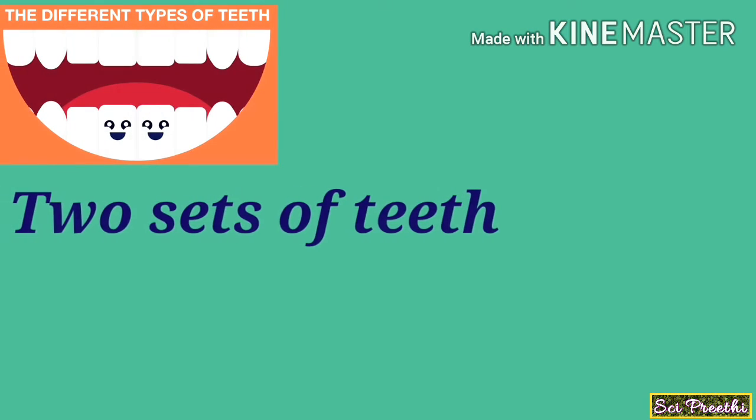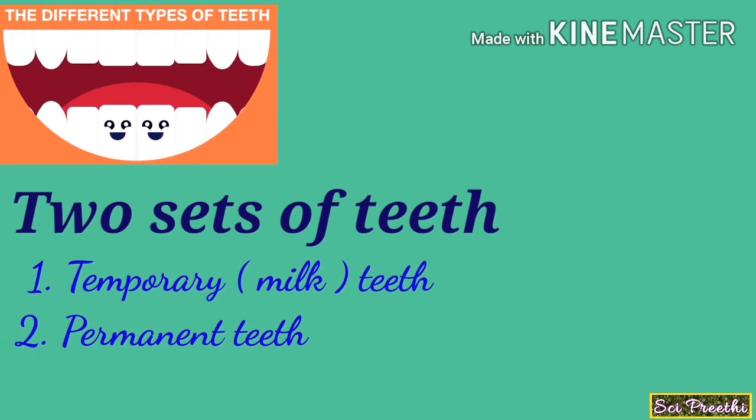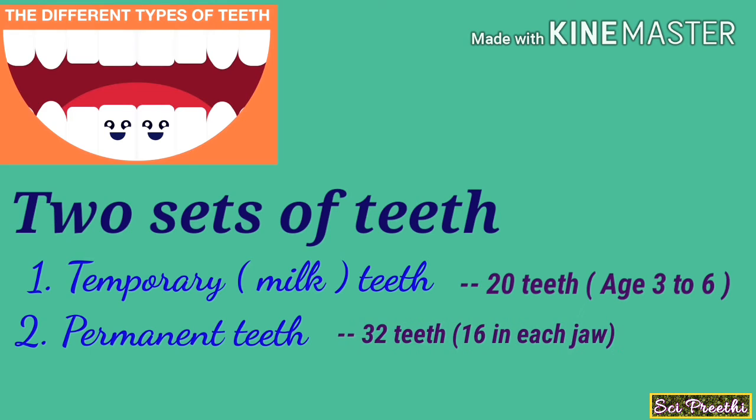Humans have two sets of teeth in their lifetime. They are temporary or milk teeth and permanent teeth. The 20 temporary teeth are in place by age 3 and remain until around 6 years of age. Then they begin to fall out to make way for the permanent set of teeth. There are 32 permanent teeth, 16 in the upper jaw and 16 in the lower jaw.